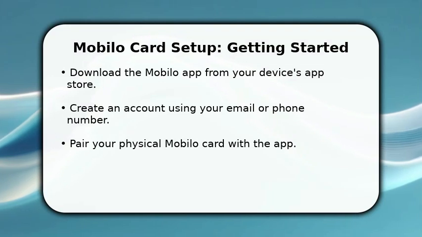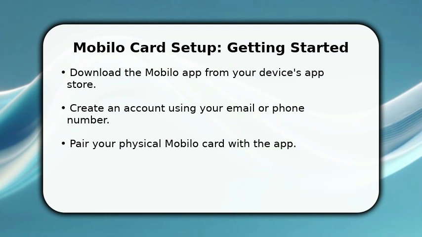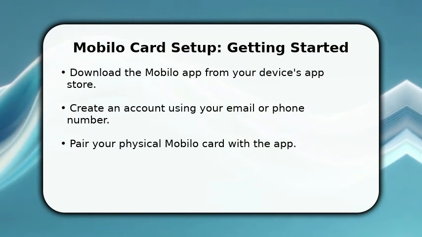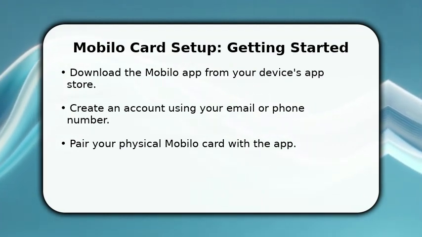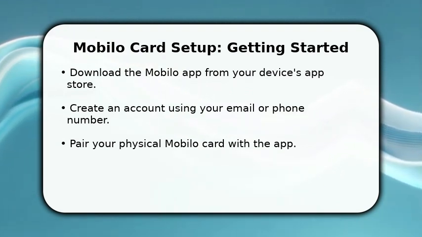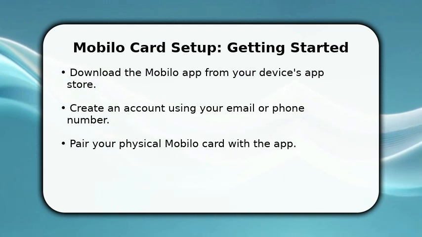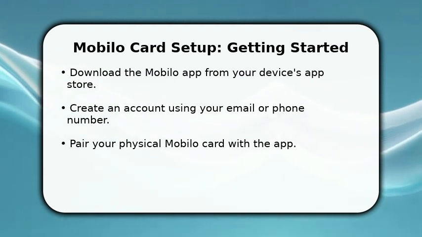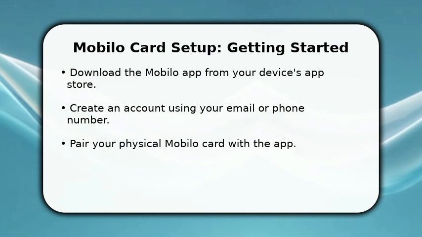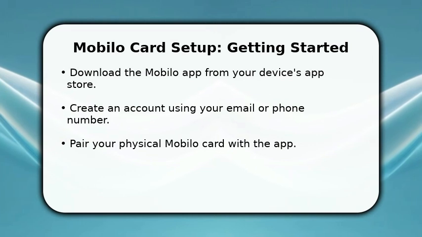Enjoy the video. In this video, I will explain how to set up your Mobilo card. First, download the Mobilo app from your device's app store. Once installed, open the app and create your account using your email address or phone number. You'll then be prompted to pair your physical Mobilo card. This usually involves tapping your card to your phone or scanning a QR code found on the card's packaging. It's a quick and easy process to get you started.